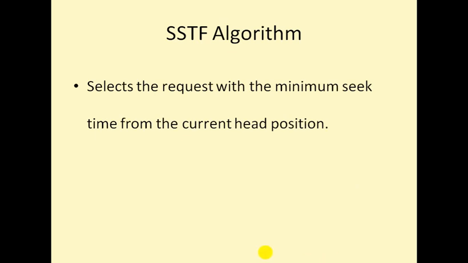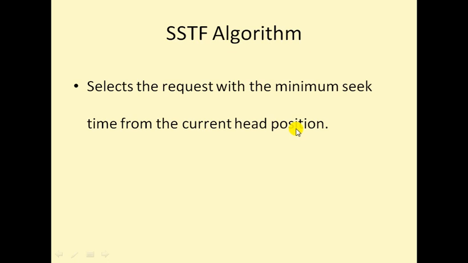Now we will understand how we can go to the particular track. In the SSTF algorithm, we select the request with the minimum seek time from the current head position. In the earlier FCFS algorithm, we blindly take whatever entry is available in the queue. But in this algorithm, we select the track number that has the minimum seek time from the current head position.